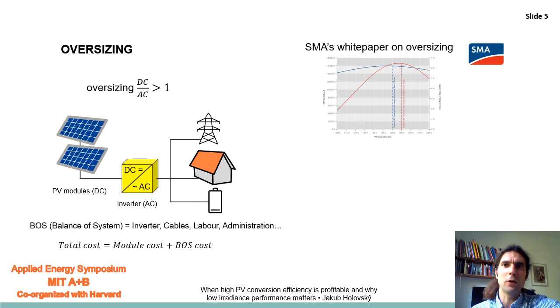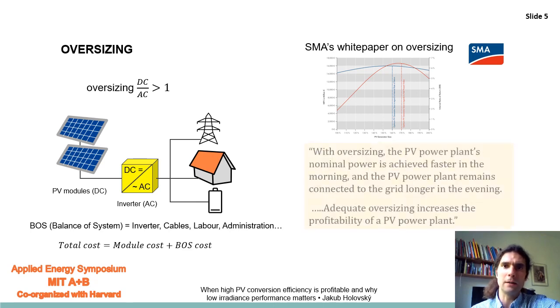Oversizing is described, for example, by white paper of German company SMA that says, with oversizing, the PV power plant's nominal power is achieved faster in the morning and the PV power plant remains connected to the grid longer in the evening. Adequate oversizing increases the profitability of a PV power plant.